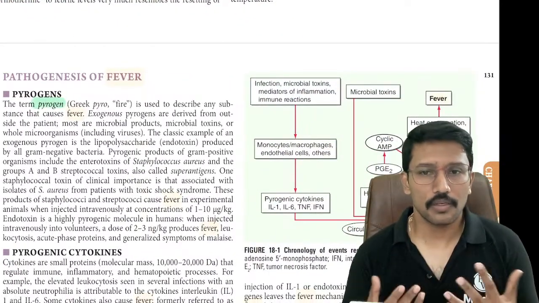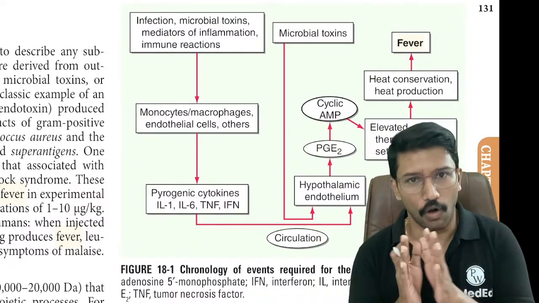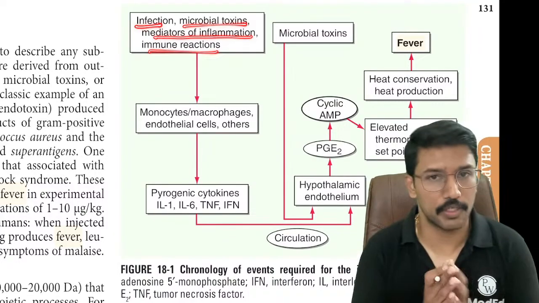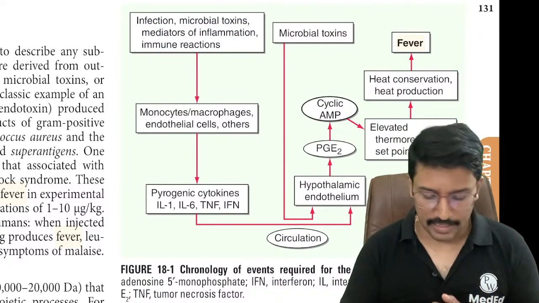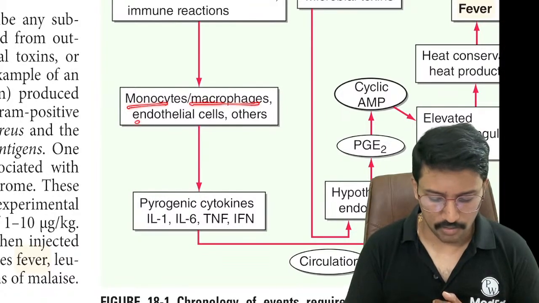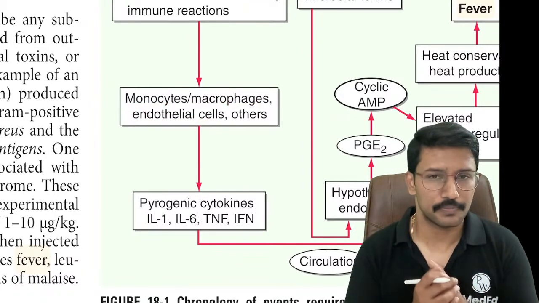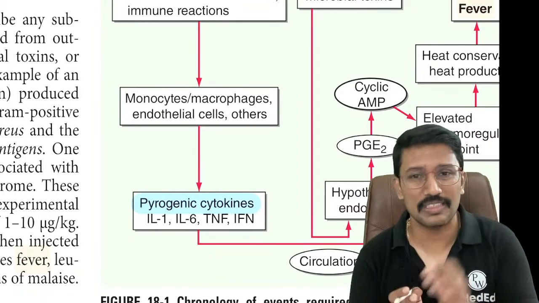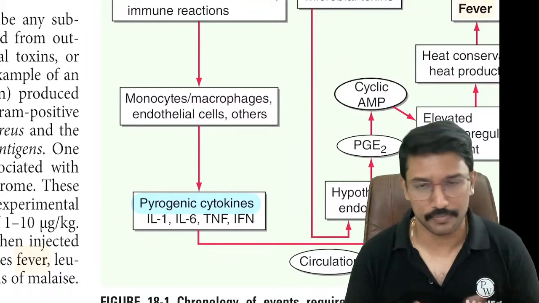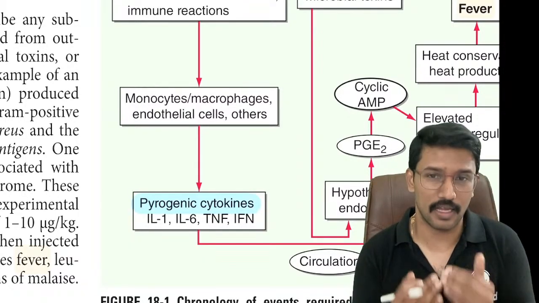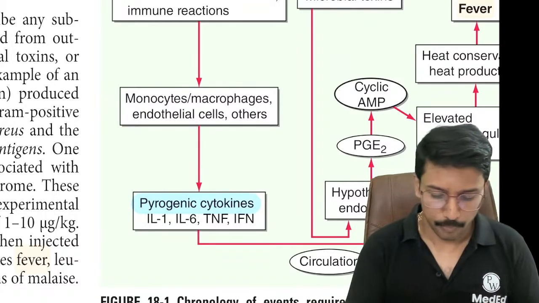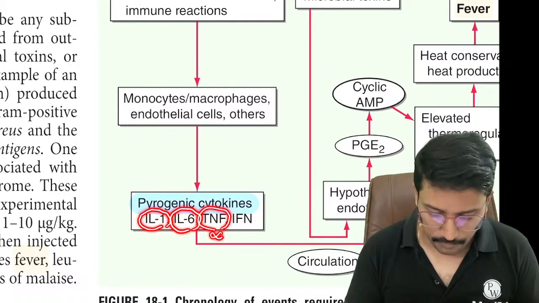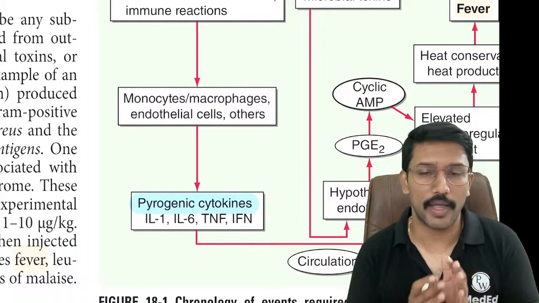First, whenever the body is battling against infections or inflammation, right? When the body is going through infections, exposure to toxins or inflammations or immune reactions, there will be increased activity of monocytes, macrophages or endothelial cells which produce certain chemicals. These chemicals are what we call pyrogenic cytokines. They are called pyrogenic because pyre refers to fire, right? They have the tendency to increase the body temperature. Most important ones are interleukin 1, interleukin 6, TNF, particularly TNF alpha, and interferon. These are important pyrogenic cytokines.